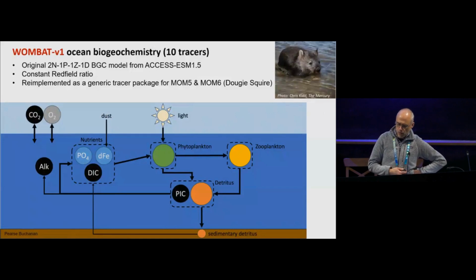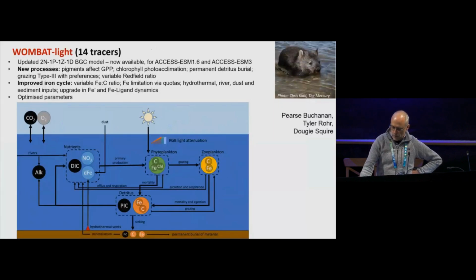For the biogeochemistry, the biogeochemical model that's currently in ACCESS-ESM 1.5 looks like this. It's very simple in the world stage. There's 2 nutrients, 1 phytoplankton, 1 zooplankton, and 1 detritus, and a constant Redfield ratio. And Dougie has re-implemented this in a way which enables it to be put into MOM6. But there's been a lot of work being done, led by Pearse Buchanan, to upgrade this.